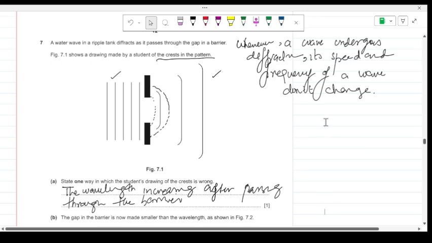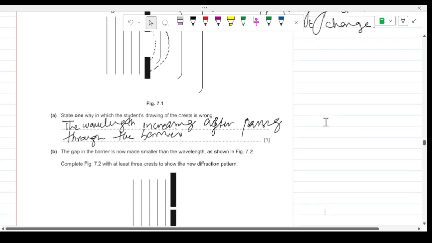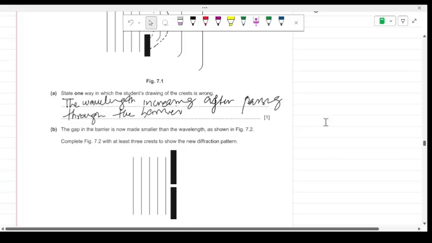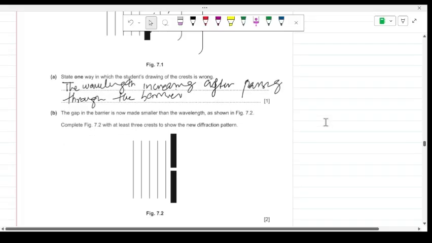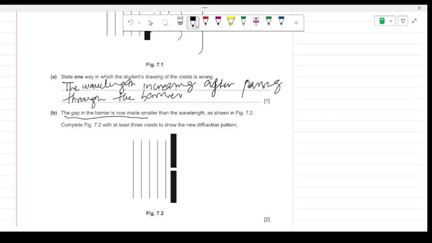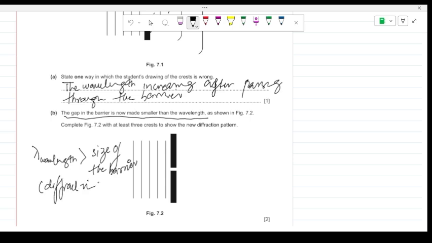So moving on, the gap in the barrier is now made smaller than the wavelength. Complete figure 7.2 with at least 3 crests to show the new diffraction pattern. They told us that the gap in the barrier is now made smaller than the wavelength. So we can say that the wavelength is greater than the size of the obstacle, the size of the barrier. In that scenario, diffraction will occur and the pattern should be strong.